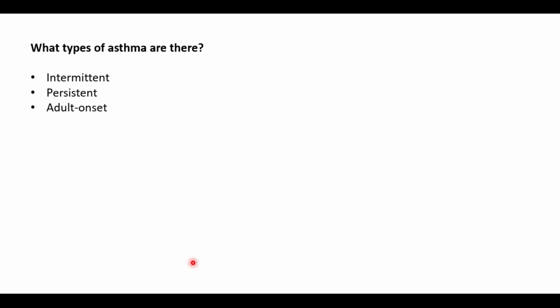There is also a type known as adult onset. This type of asthma starts after the age of 18, that is, in adult age, when someone has not shown any symptoms of asthma before in childhood or before 18. The type will be known as adult onset.